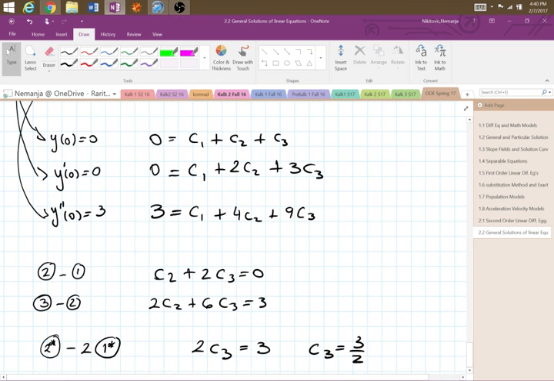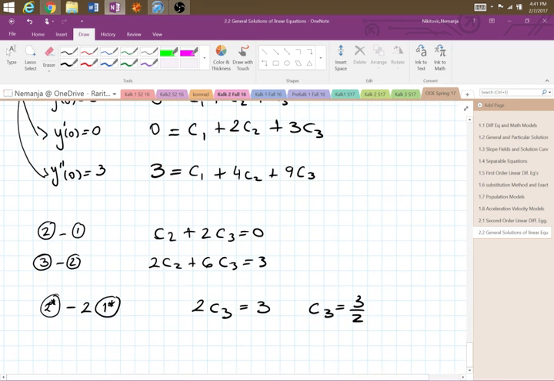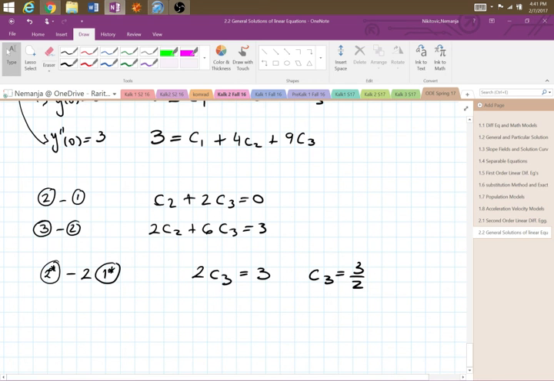Let's check. So 2 minus 1 gives C2 plus 2C3 equals 0, and then 3 minus 2 gives 2C2 plus 6C3 equals 3. Good. Now that becomes the new equations 1 and 2 with the stars. So second equation minus first, but the first I have to multiply by 2. So that's gone. 6 minus 4. Yeah, I think 3 halves should be good. Now we plug C3 into this equation here. That's just going to be 3. So C2 is negative 3.